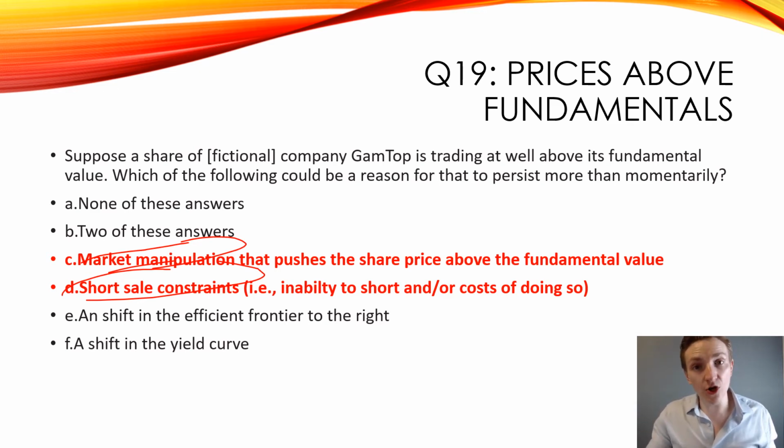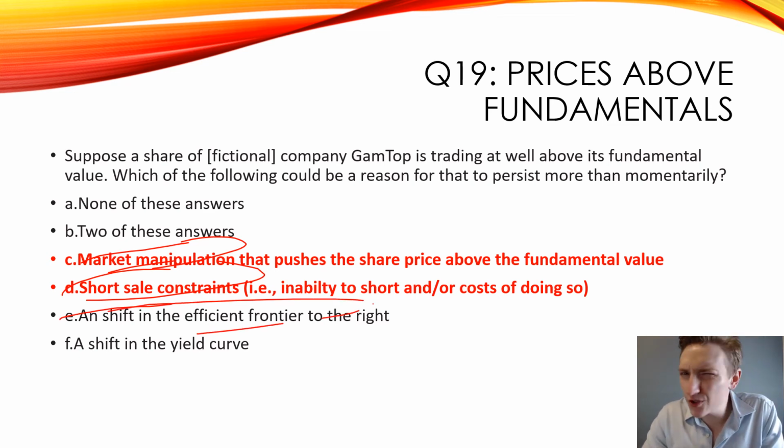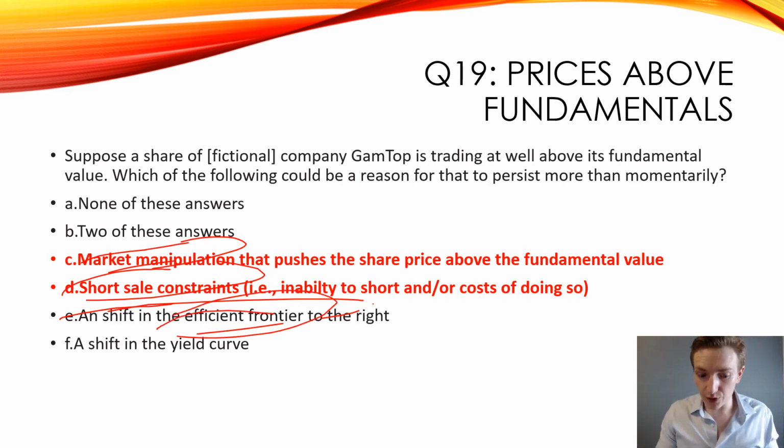That could cause the stock price to sit well above its fundamental value for an extended period of time. The next one is a shift in the efficient frontier to the right. Well, that really wouldn't do anything because we're talking about a company sitting above its fundamental value. That would mean that it is above the efficient frontier regardless. So in that case, it would not be an efficient frontier moving that would cause this.